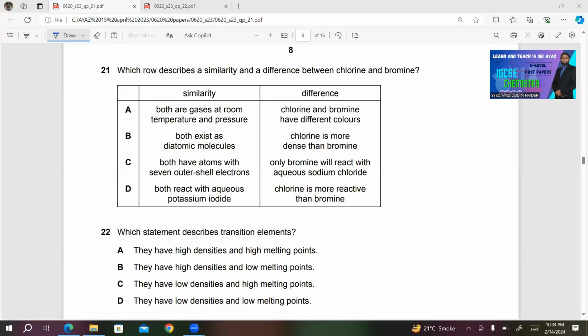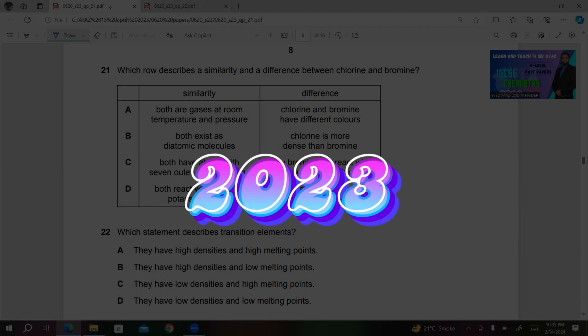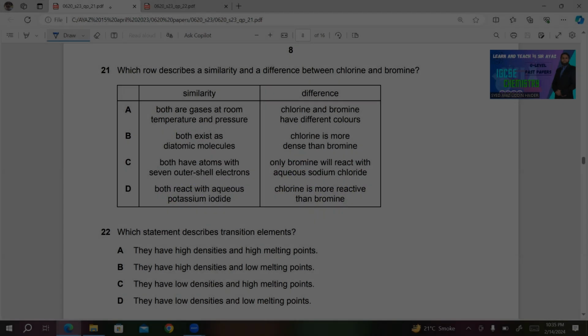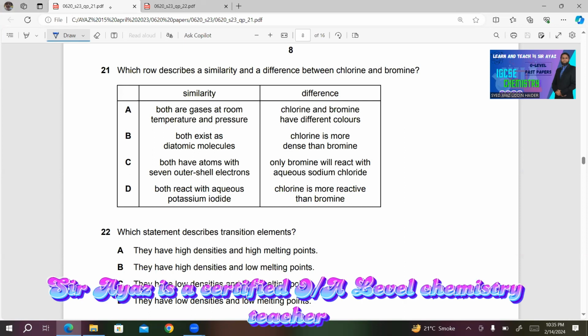So students, we were doing May-June 2023 paper 0620 and I'm done till question number 20. So I will continue from question number 21.